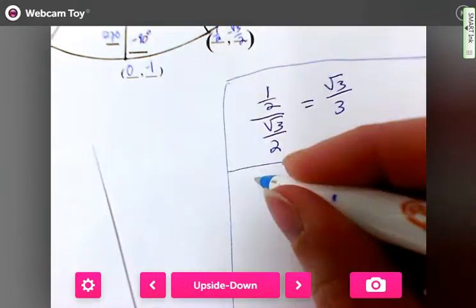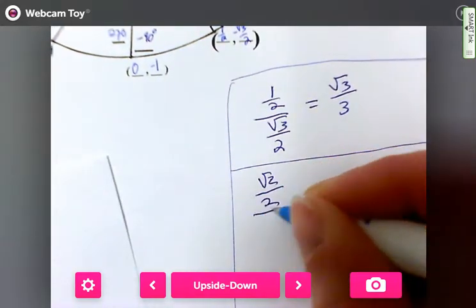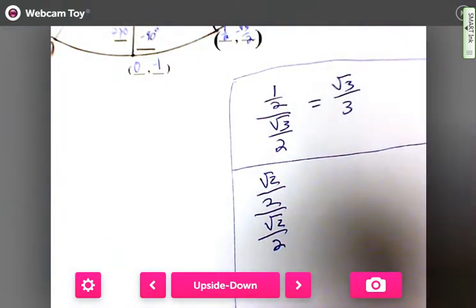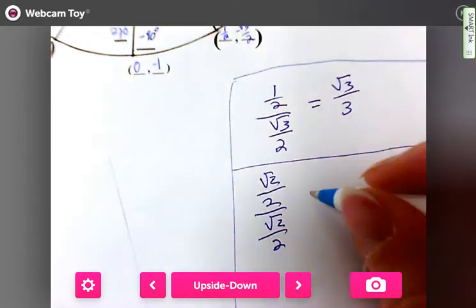So we're going to have to do square root 2 over 2 over square root 2 over 2. Is the top and bottom the same? So what does that make it? What's 3 over 3 give us? 1. So square root 2 over 2 also gives me 1.